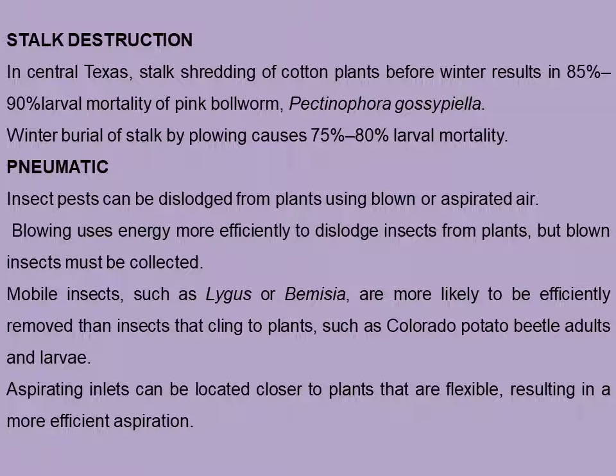Aspirating inlets can be located closer to plants that are flexible, resulting in a more efficient aspiration. Now, aspiration is the sucking of insects. So, with the help of aspirating tubes, very delicate and light insects can be collected, or they can be blown off. And if they are blown off, you have to be very particular.